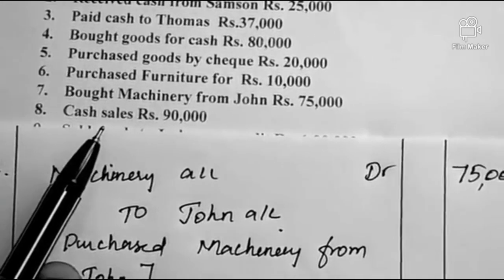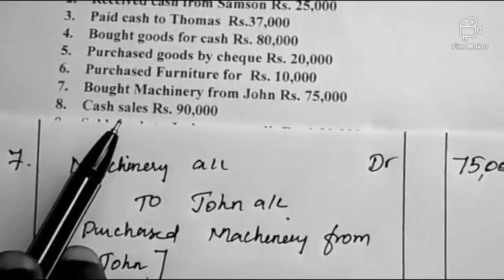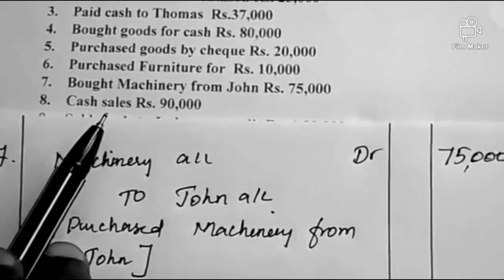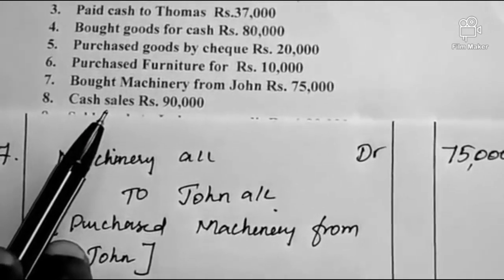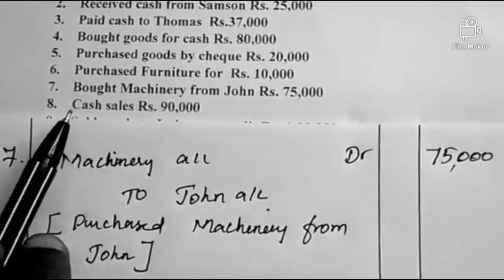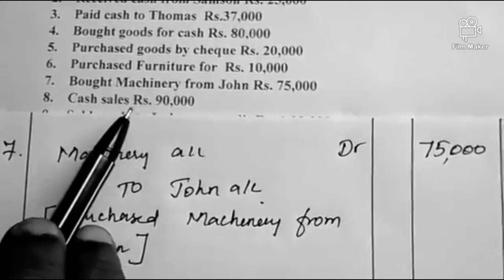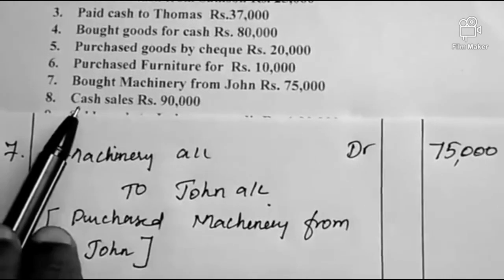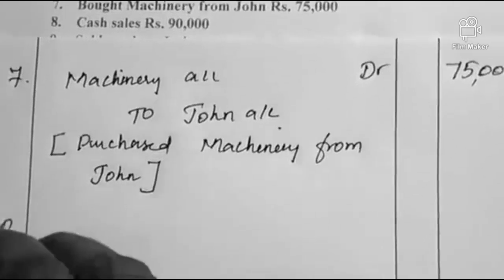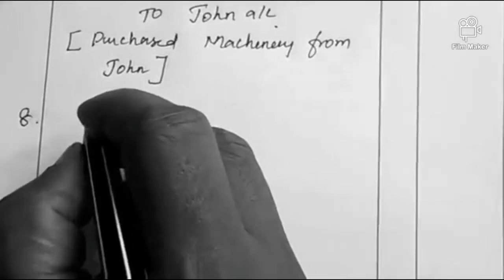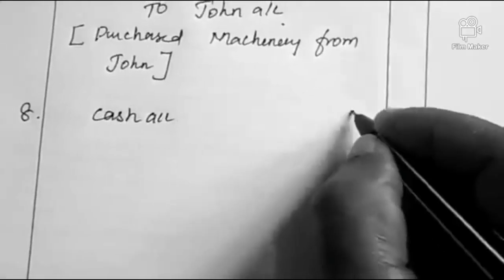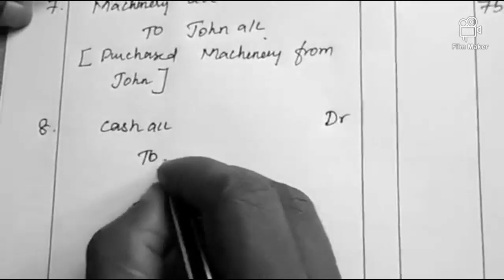Then the next transaction, cash sales. See, purchase and sales can be on two bases. One is cash basis, another one is credit basis. Here, cash sales means sold goods to a customer on cash basis. So what is the entry for this transaction? When you sell something, cash comes in. Cash account debit to sales.